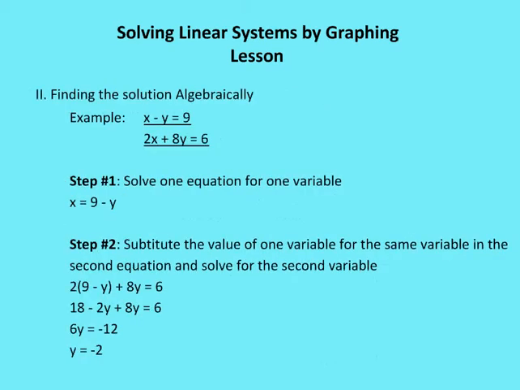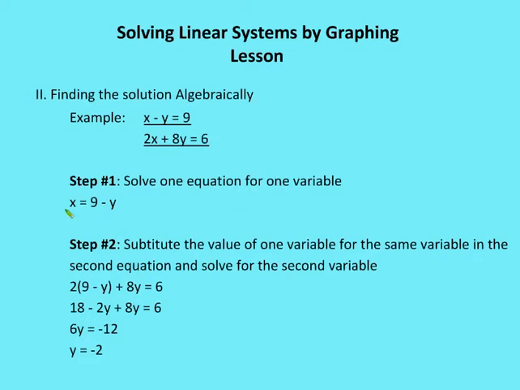Right, well, how do we solve this algebraically? We might be getting a step ahead of ourselves, but we'll go ahead and take care of an example, and then in future sections, we will also solve algebraically as well. So we have a system of two equations, x minus y is equal to 9, and 2x plus 8y is equal to 6. And we want to figure out where these two lines intersect, or if they even intersect at all. Okay, so step number 1 is to solve one equation for one variable.